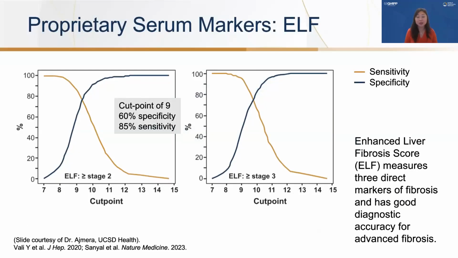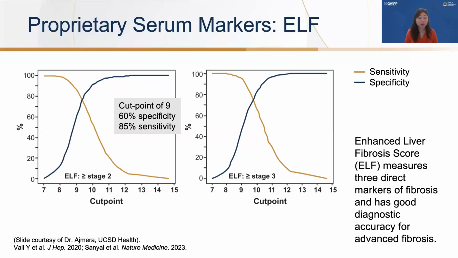So enhanced liver fibrosis, which is the ELF score measurement, this calculates 3 direct markers for fibrosis, and it's a send-out test. You can do this with Quest or LabCorp, and it takes about 2 to 3 weeks to get the results back. The ELF has a good diagnostic accuracy for advanced fibrosis.